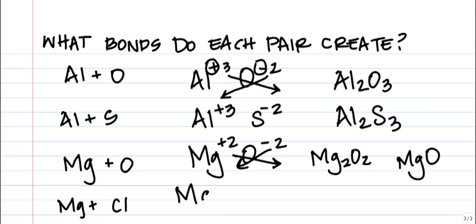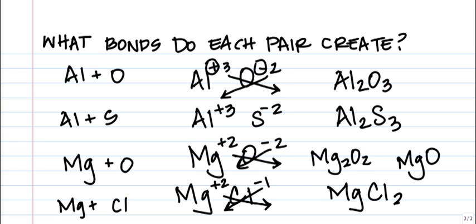How about magnesium bonded to chlorine? Well, again, magnesium has a charge of +2 and chlorine has a charge of -1. So I'm going to swap those down. You don't have to write out the 1 if you don't want to. If you do want to, that's fine. But you're left with MgCl2, and that is your formula for magnesium chloride. So hopefully this helped you a little bit with how to make ionic bonds, how to name ionic bonds, and how to name covalent bonds.